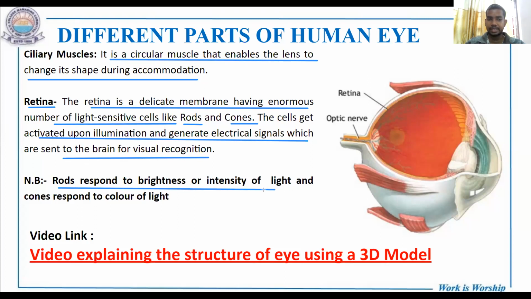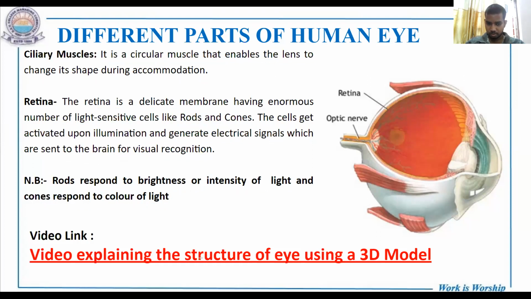Rods are responsible for brightness or intensity of light, and cones respond to the color of light, meaning color vision. In distinguishing between various colors, cones are responsible. So let us go through the video link so that you can know about the 3D diagram of the eye.